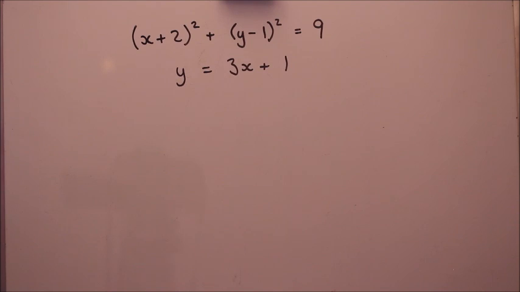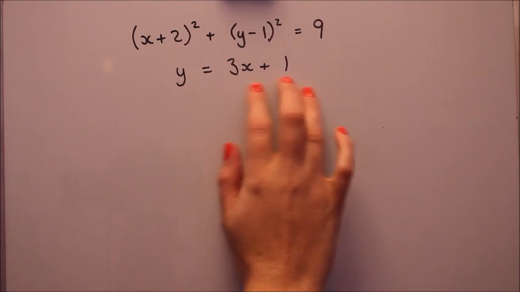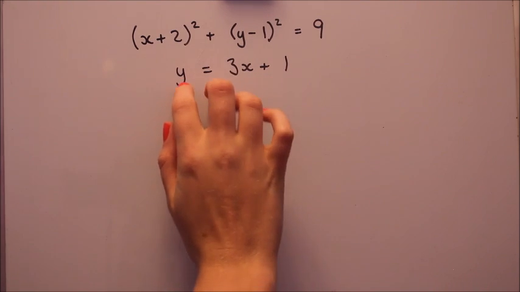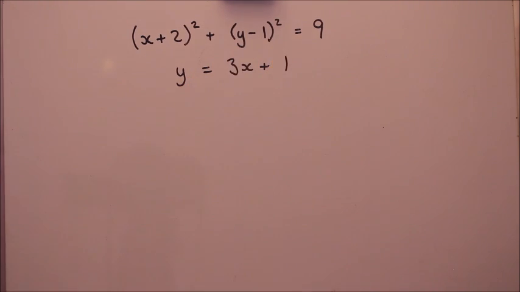Now, because we've got two equations and we're looking at intersections, that's where you use simultaneous equations. So I'm going to take this linear equation and substitute it into this equation here.